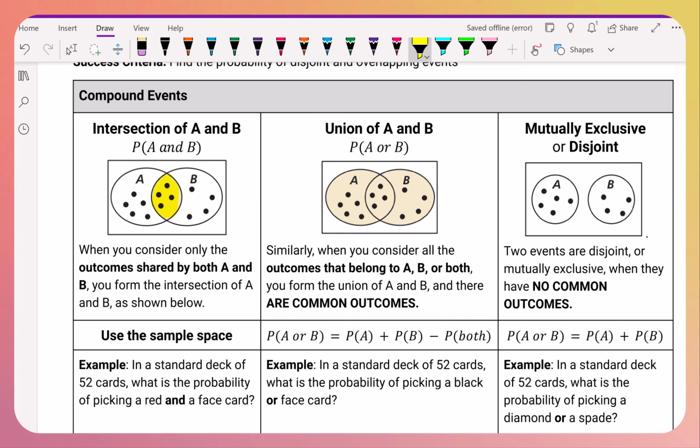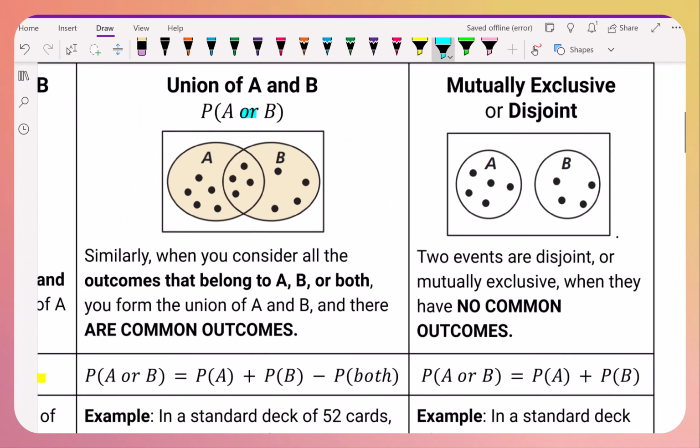And we have already done several probability questions with this situation where we typically just use a sample space. And today what we're going to do is talk mostly about the union of A and B, which is the same thing as or. And the third one is mutually exclusive or disjoint events.